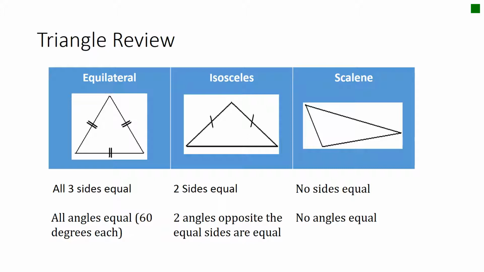We have the equilateral triangle, that's all 3 sides equal, and all angles are equal, so they're 60 degrees each. An isosceles triangle has 2 equal sides, and 2 angles opposite the equal sides are equal. So what that means is these 2 sides are equal. That means opposite those sides, these 2 angles are equal. Okay? And then lastly, we have a scalene triangle. And that's no sides are equal and no angles are equal.